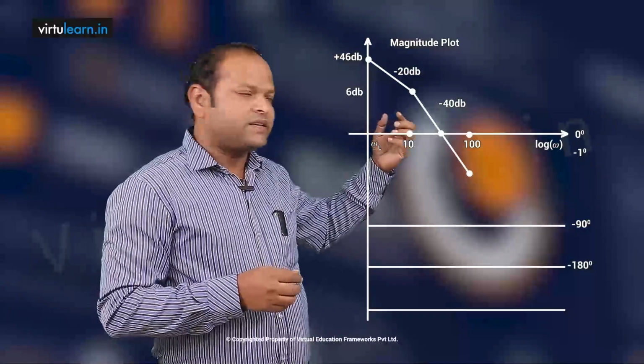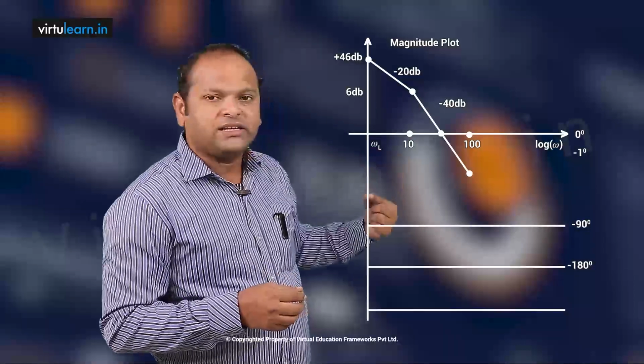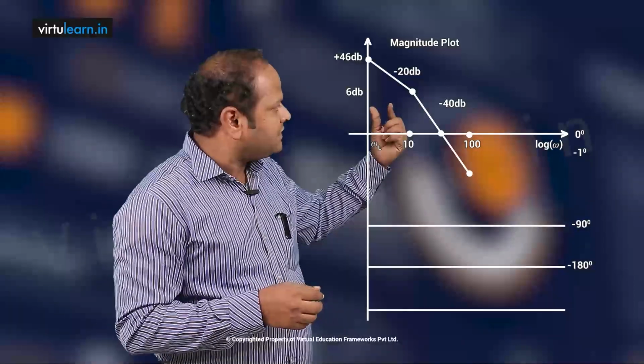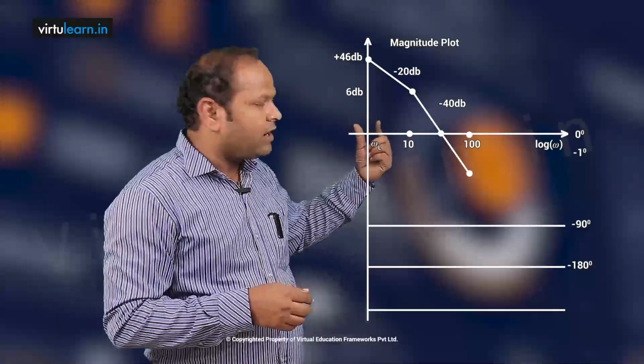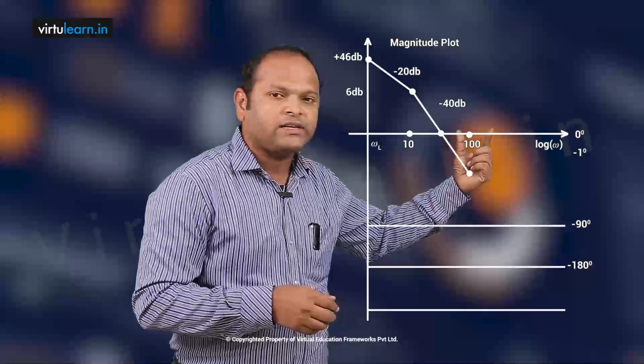So let us take some important points here. In between also we can calculate. Let us say it is 0.1, it is minus 90.5. Then when it is 1, it is going to be minus 95.7.